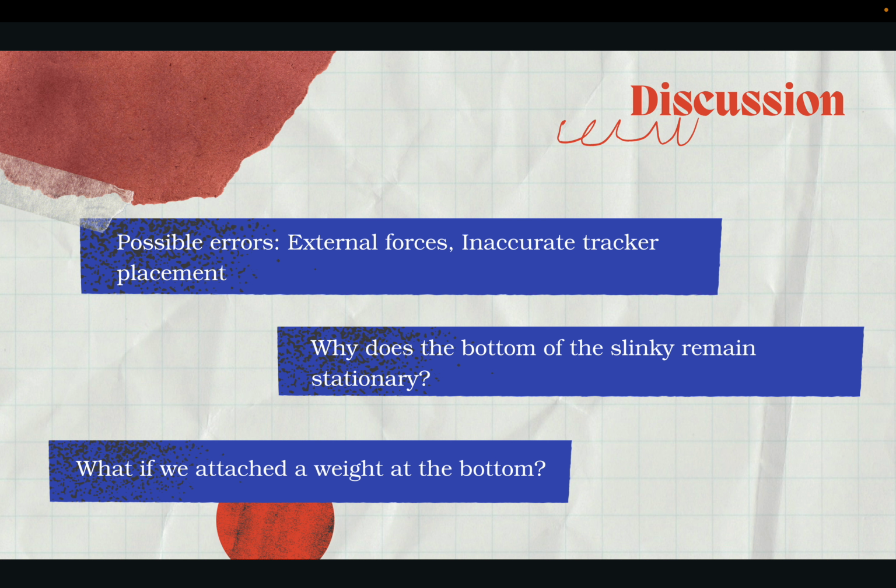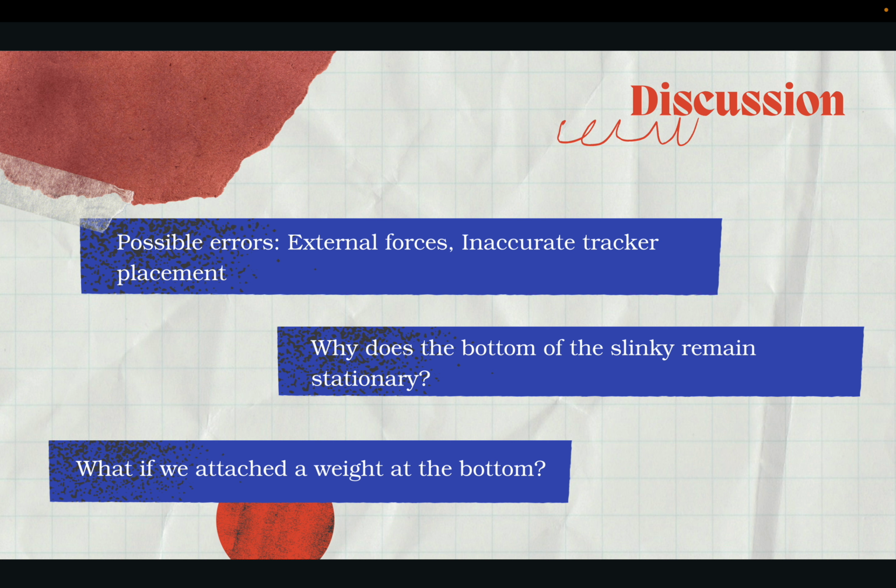So why does the bottom of the Slinky remain stationary? Again, that is because while the bottom of the Slinky is being pulled down by gravitational force, the tension force is acting in the opposite direction of it, and until the top reaches the bottom, that tension force cancels out the gravitational force, therefore causing the bottom of the Slinky to remain stationary.